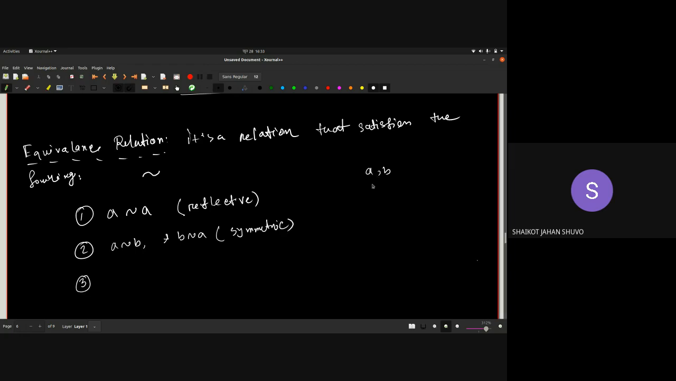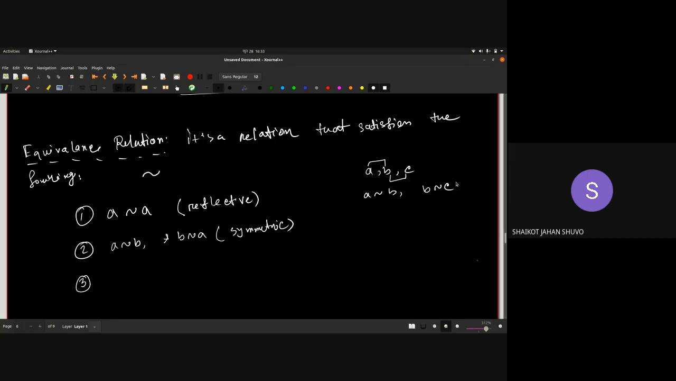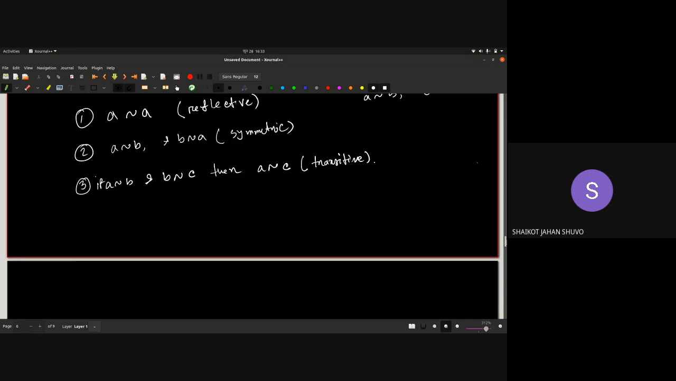And the third one is something we call the transitive property. Let's say instead of A, B, we have now A, B, and C. We say A and B are equivalent, B and C are equivalent. So we write A equivalent to B, B equivalent to C. Then A has some sort of equivalence relation with C. This is called the transitive property. This is the definition of an equivalence relation. And let me give you an example right now.